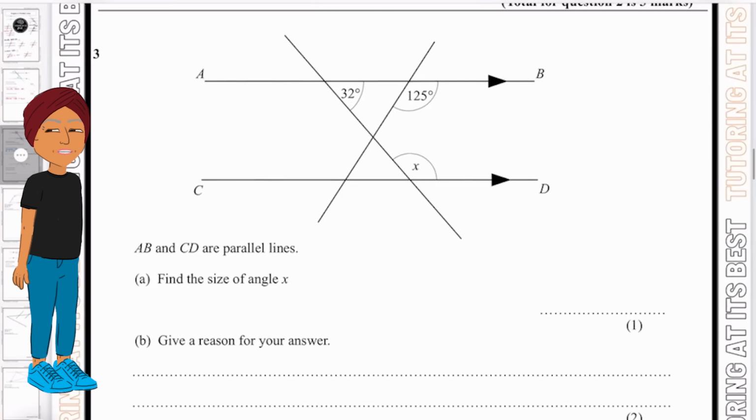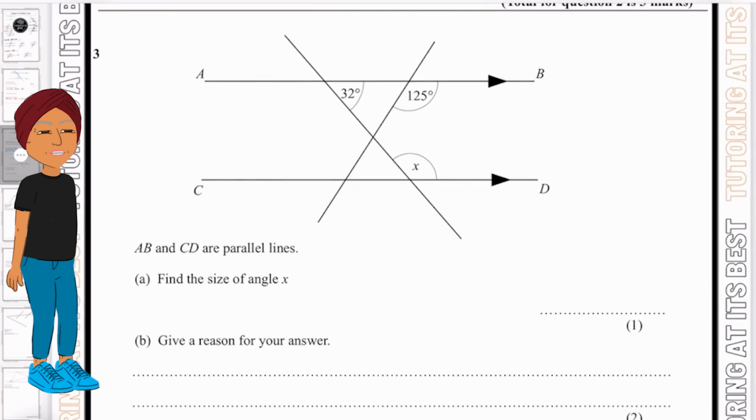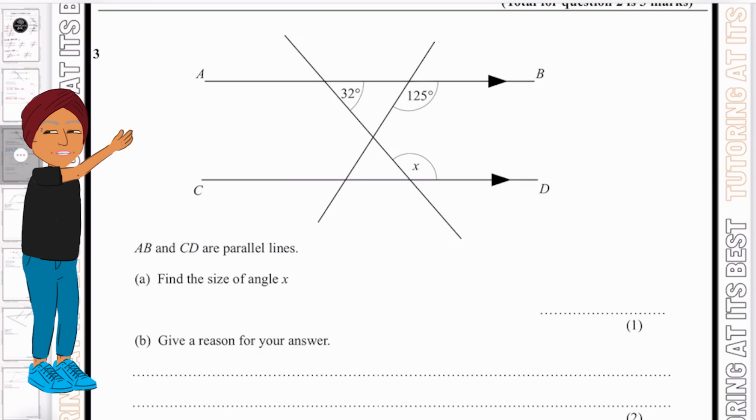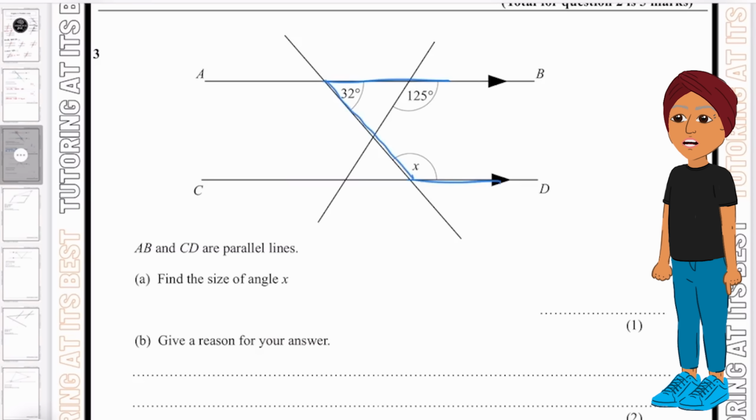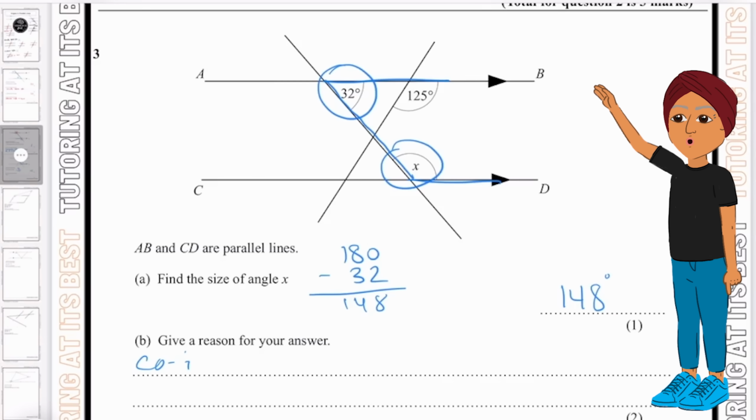Question number 3. So again, we've got two parallel lines and we need to work out the value of the angle X. So what can we do here? So the first thing we understand is that this is a co-interior angle. And we know that 32 degrees and X must equal 180 degrees. So we'll have 180 minus 32, which gives us 148. So we now know that X equals 148 degrees.